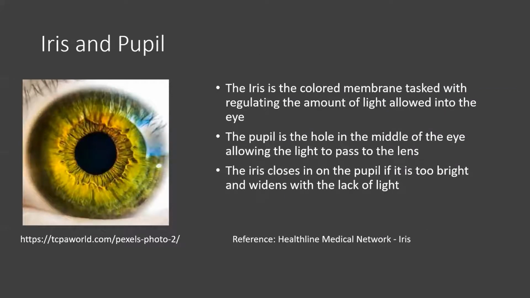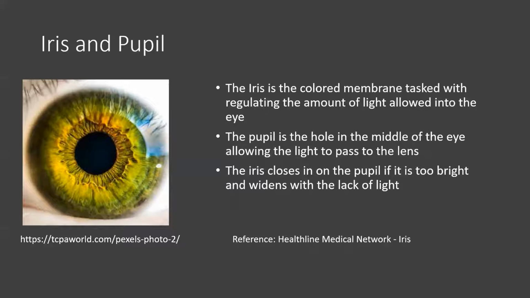The iris and the pupil. Of course in this image, the green part is the iris and the black part is the pupil. The iris is tasked with regulating the amount of light that is allowed in, and we know that your eyes will get bigger or smaller, at least your iris will open and close.